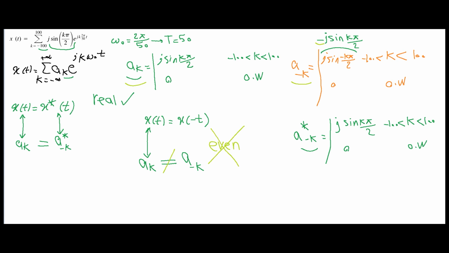Our final conclusions are: the signal is real valued and the signal is not even. This example demonstrated how the properties of exponential Fourier series coefficients can be used to determine whether a periodic signal is real valued and whether it is even, without reconstructing the signal in the time domain.